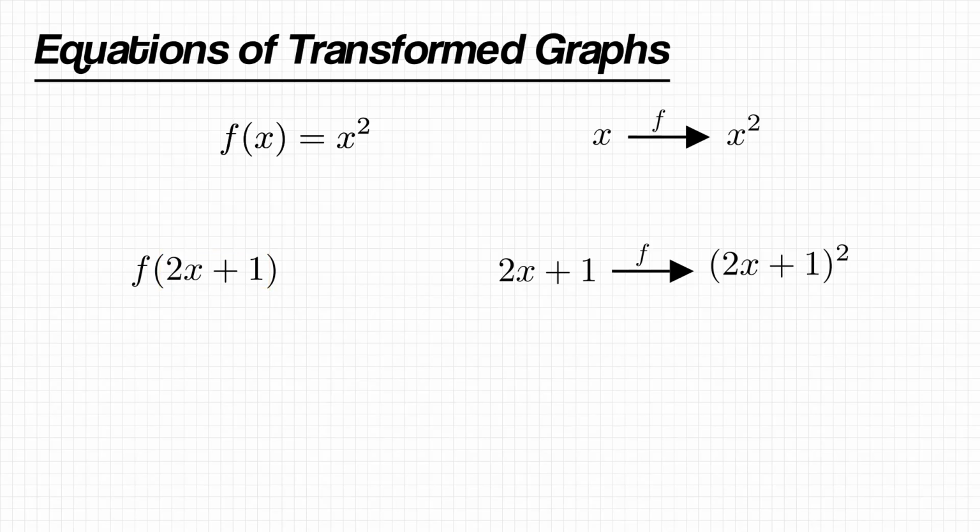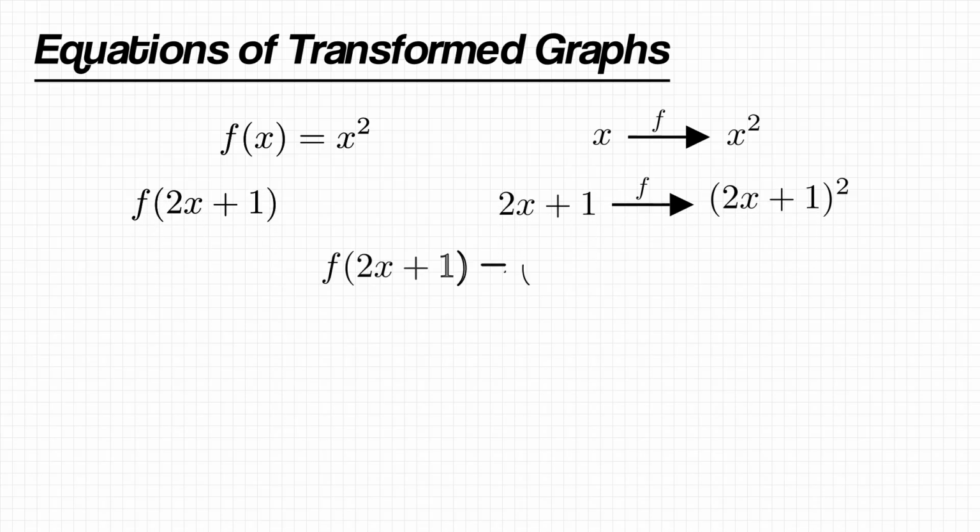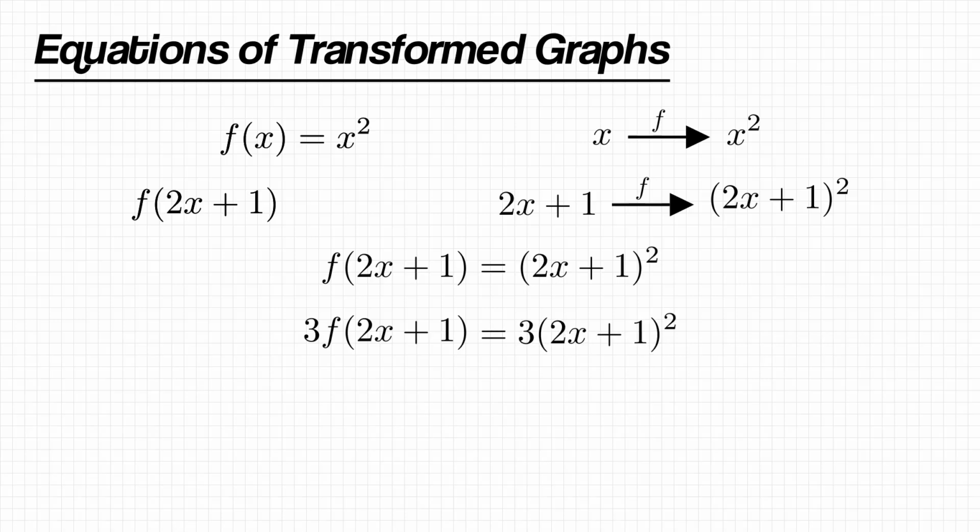So our equation for the graph of f(2x + 1) would be f(2x + 1) = (2x + 1)². If we'd like the equation for the graph of 3f(2x + 1), we simply take the equation for f(2x + 1) and multiply it by 3. If we want the equation for the graph of 3f(2x + 1) - 4, we take the equation for the graph of 3f(2x + 1) and subtract 4.